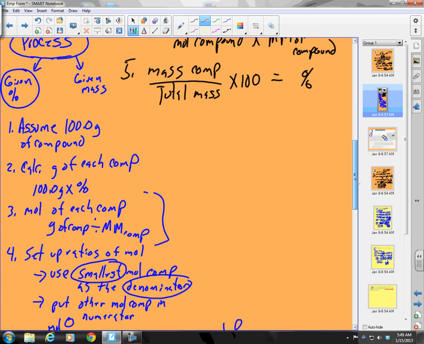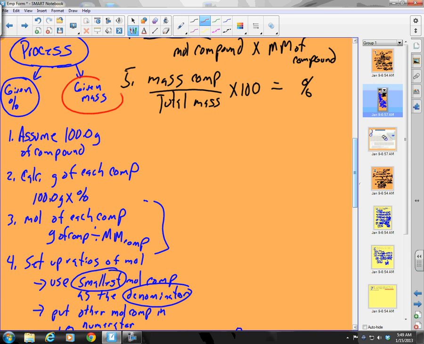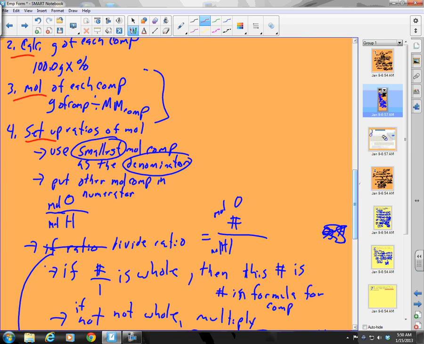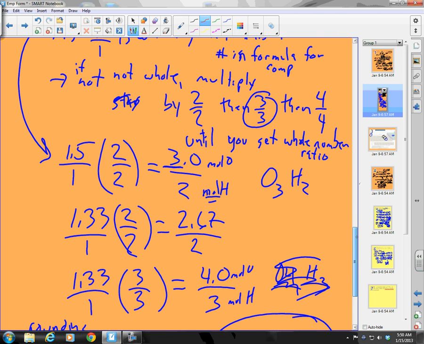What's the process? Usually the problems are of two types. They either give us a percent or they give us a mass. If they give us a percent, we want to assume 100 grams. Then we want to calculate the grams of each component, calculate moles of each component, and then set up a ratio, putting the smallest moles in the denominator so that we have a whole ratio, we hope. And if we don't have a whole ratio, if we have something that turns out to be 1.5 to 1 or 1.3 to 1, we have to multiply by 2 over 2 or 3 over 3 until we do get that whole number ratio. Good.